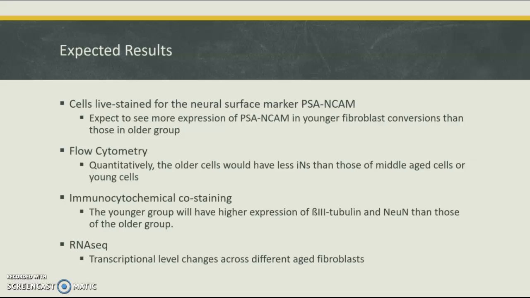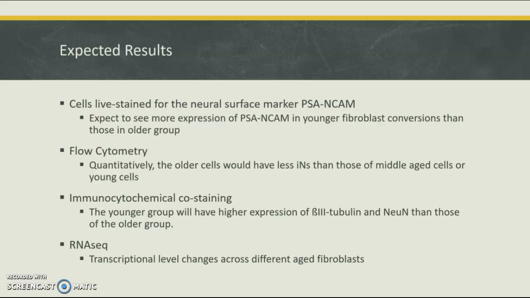For the live staining, I expect to see more PSA and CAM positive cells in younger fibroblast conversions than those in older groups. For flow cytometry, quantitatively, the older cells will have less induced neuronal conversions than those of middle-aged or younger cells. So I expect to see a negative slope on the graph comparing young, middle, and old-aged fibroblasts.